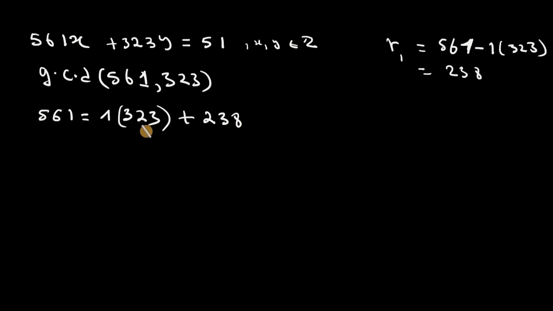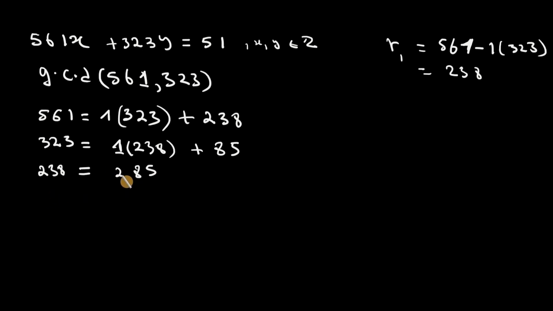Now I bring the previous divisor here, which is 323, and then I bring the previous remainder 238 here. 323 divided by 238 is one time. To get the remainder here, I'll take 323 minus this product, which is 85. I bring the previous divisor here as 238, which is equal to, and I bring the previous remainder here, that's 85. 85 divides 238 two times with a remainder. So the remainder here will be 238 minus 2 times 85, which is 68.